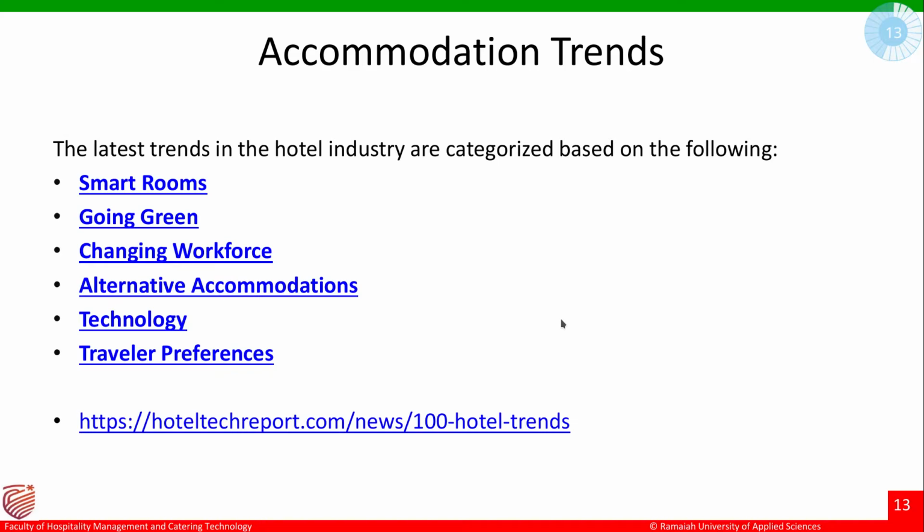Now, as the travelers are becoming conscious, aware, alert, their requirements are changing. So there are contemporary forms of accommodation also which are emerging in the market. Here we can see there are various trends which are listed. One is smart rooms, second is going green, third is changing workforce, fourth is alternative accommodation, fifth is technology, sixth is traveler preferences. I will explain each one in detail.